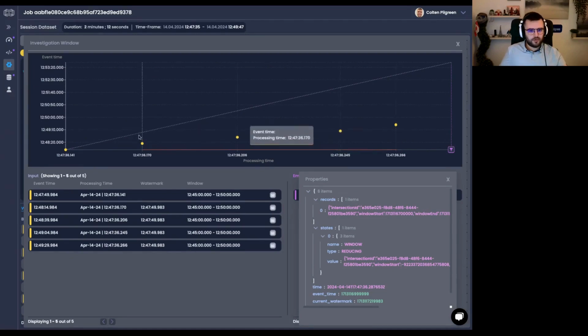We move on to the right, which down here this is processing time, and then up here it's event time. Let's go look at another window.